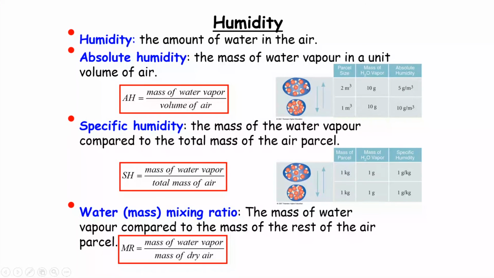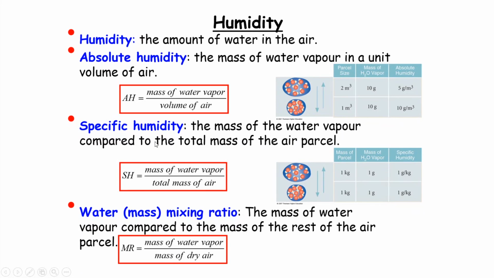Since it is related to volume, this air volume can be compressed. When it is compressed, the mass is still the same, but its volume decreased. Its volume is now 1 meter cube, whereas the mass of H2O vapor is 10 grams. So the absolute humidity is 10 gram per meter cube.